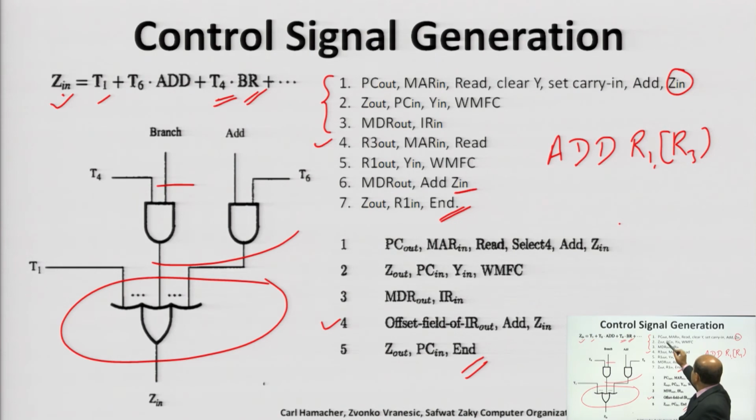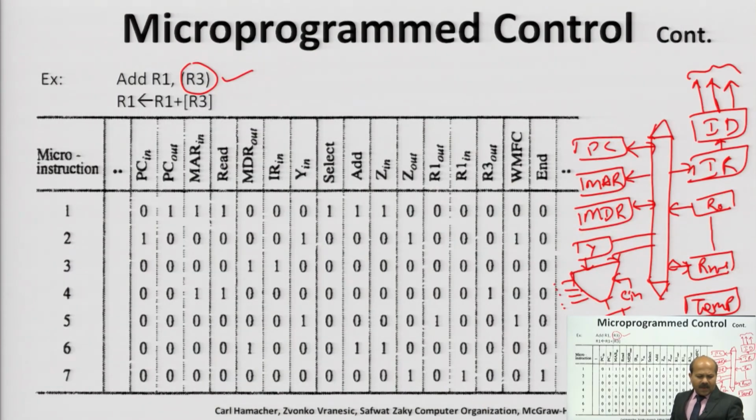In the first step you can see the PC out, MAR in, read, clear Y, set carry in, add and Z in. So, these components are instructed through control signals. Accordingly, they were assigned the bit 1. So, PC out is assigned as 1, MAR in is assigned as 1, the read signal was there, that is why it is 1, and select, add and Z in, these signals are assigned as bit 1.